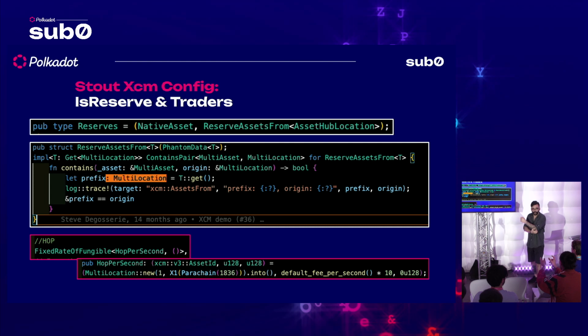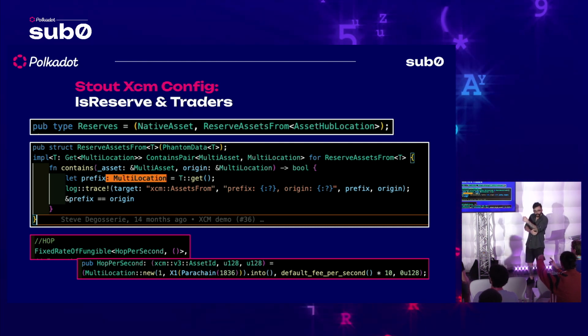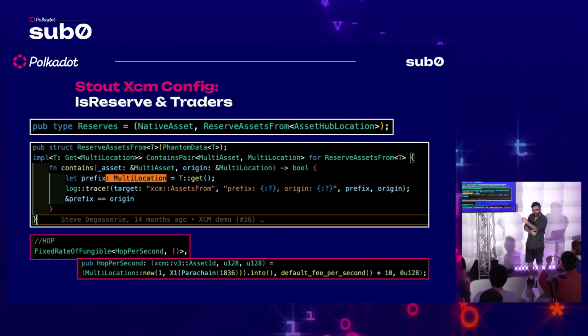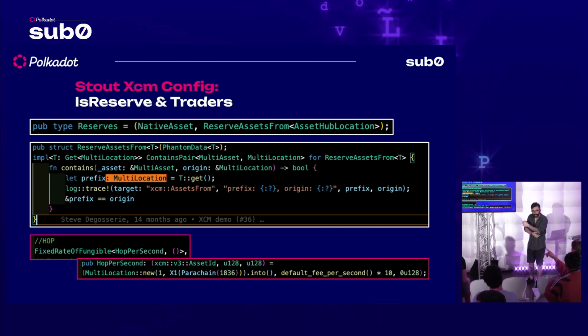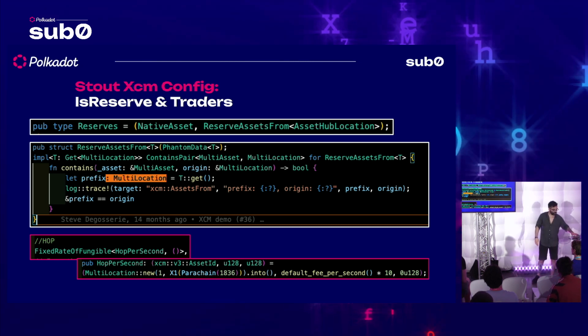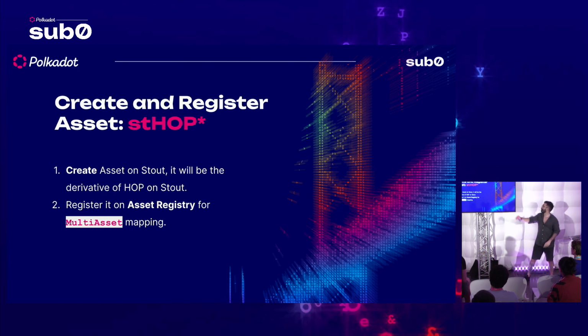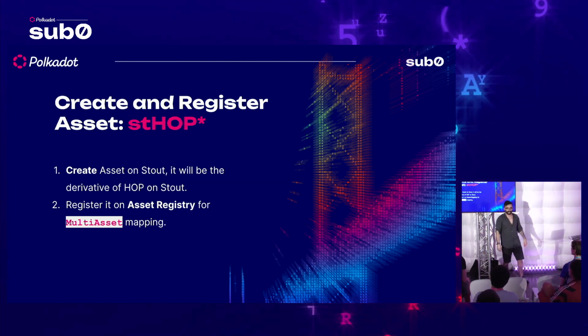When do we actually specify that ID of asset from Asset Hub 1836? Yes, it's going to be mapped into Stout 1836. We need to define it. No, not at a configuration level. We use, for that purpose, asset registry. This is a pallet that does exactly that mapping that you are saying.